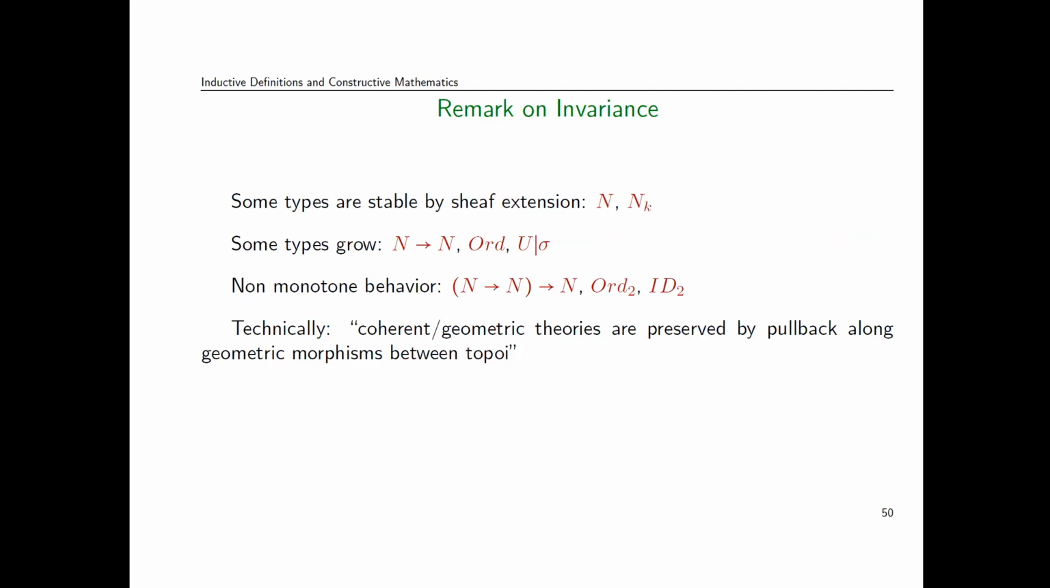Some types are stable by sheaf extensions. So the type of natural numbers or finite types stay the same. There are no new numbers when you go to a sheaf model. Some types may grow: the type of functions, the type of ordinals, so you get more ordinals; the type of bars, you get more bars, but it grows. But some types have a very complex behavior. If you iterate function types or these types of ordinals of third class, it's not clear at all what happens when you do these extensions.